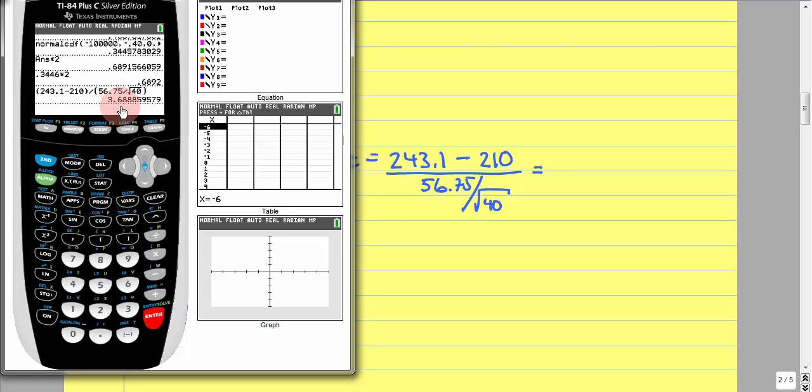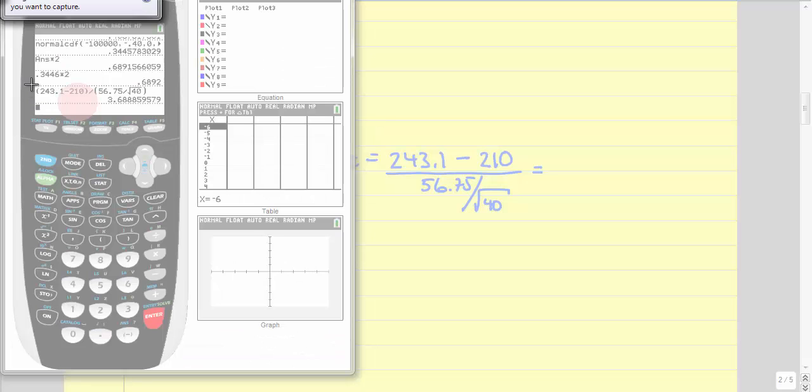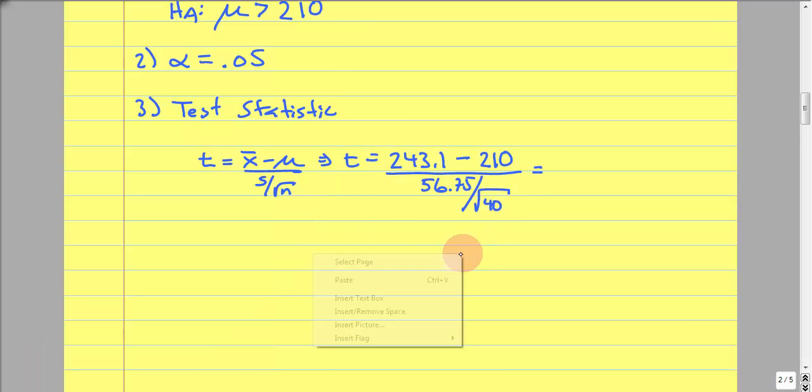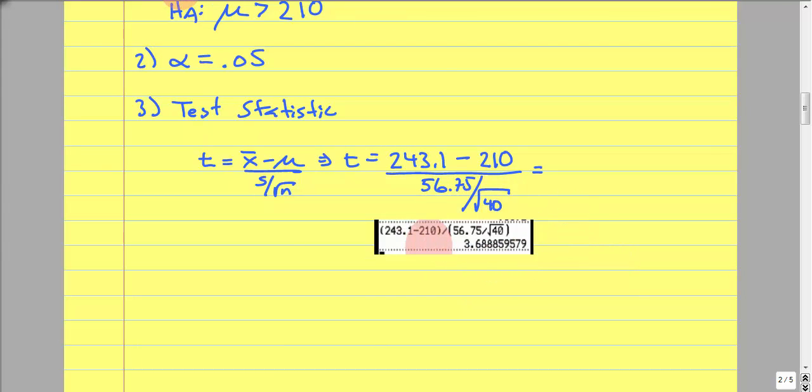So I get 3.69 here. I'll go ahead and just round this to two places. So 3.69 is my test statistic. Next, I'll go ahead and calculate my p-value.